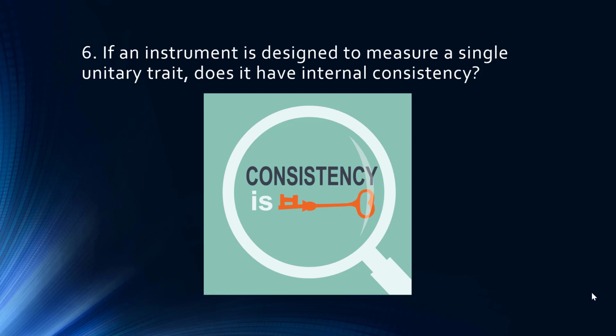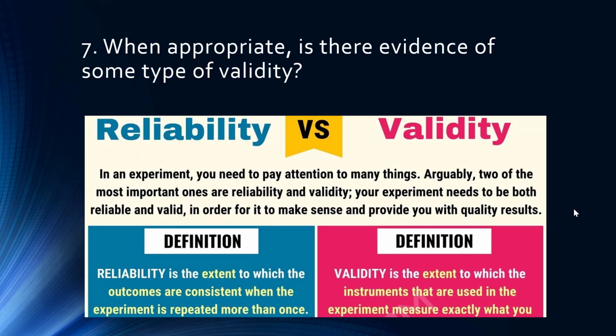Internal consistency usually is regarded as an issue only when an instrument is designed to measure a single homogeneous trait and when the instrument yields scores, as opposed to instruments such as interviews when used to identify patterns that are described in words. If an instrument does not meet these two criteria, not applicable is an appropriate answer to this evaluation question. Number 7, when appropriate, is there evidence of some type of validity?